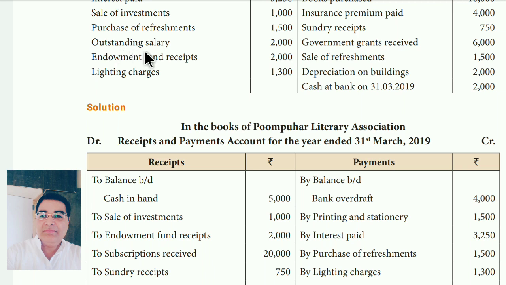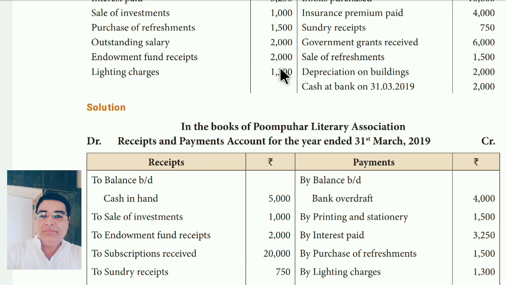Outstanding salary will not come into the receipts and payment account. What are the items that will not come in the receipts and payment account? Outstanding salary, depreciation and accrued income, as well as sometimes bad debts, will not be treated, because all are non-cash items. So once again I repeat, outstanding salary, depreciation, accrued income, bad debts, no need to write in receipts and payment account. Okay, because these are all non-cash items. Only cash items will be recorded.